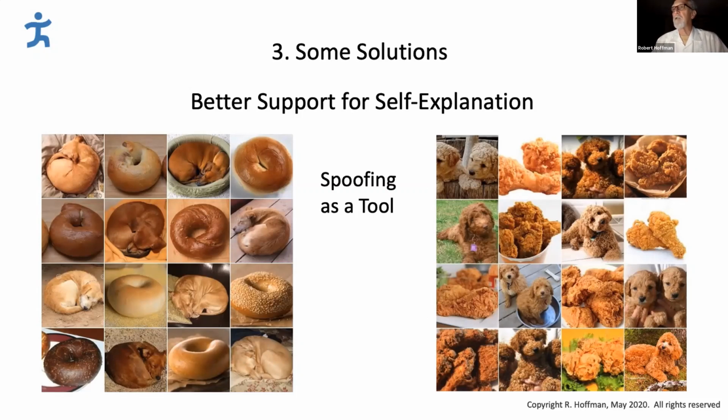Humans can look at this and see right away what's going on, but these are all things on the left that the machine learning system described as dogs, and things on the right that the machine learning system described as dogs. And the typical response is, well, we just need a bigger training set, but that misses the point. Spoofing like this could be used as a tool to allow people to explore the limits of the machine learning system.